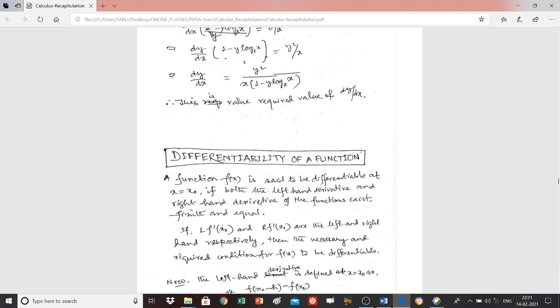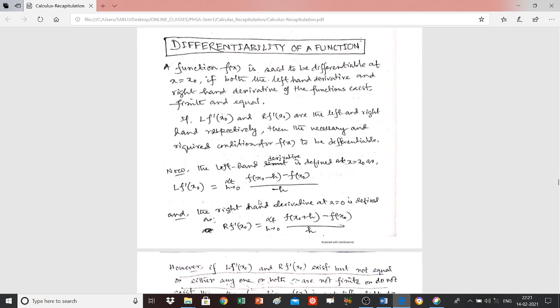So now come to another important topic, that is differentiability of a function. It is very important, because before going to differentiate a function, you need to know whether this function is differentiable or not. So let you have given a function f(x), and this f(x) is said to be differentiable for a certain point, that is for a certain value of x equal to x0, if both the left hand derivative and the right hand derivative of this function exist, finite and equal.